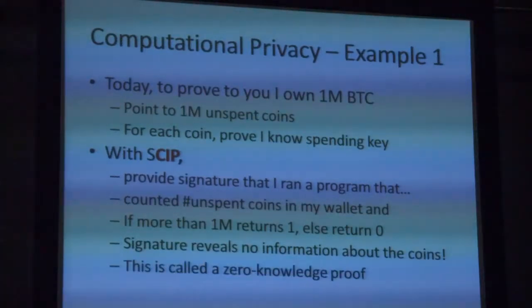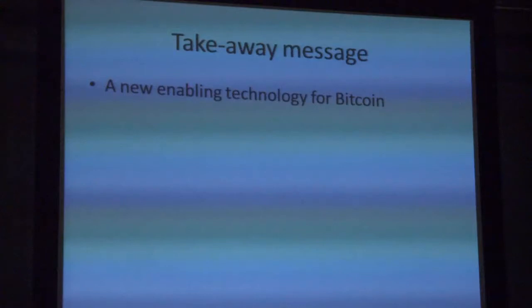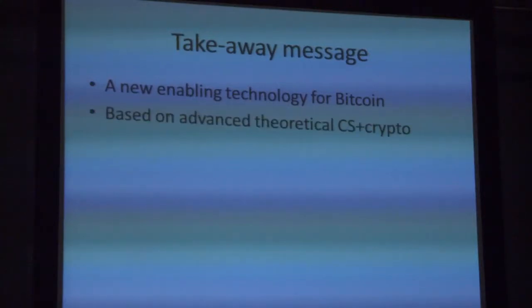And this latter thing is called a zero knowledge proof in the literature. Okay? And we'll talk more about this in a minute. So the takeaway message is that we have a new enabling technology for Bitcoin. And it is based on rather advanced theoretical computer science and cryptography.